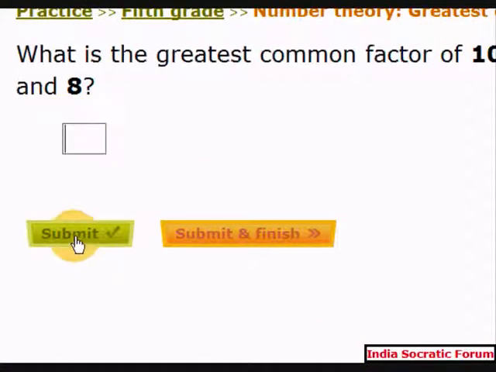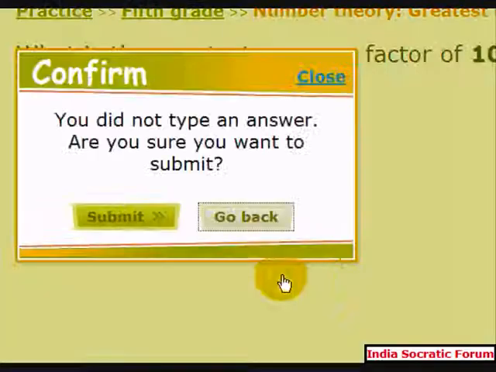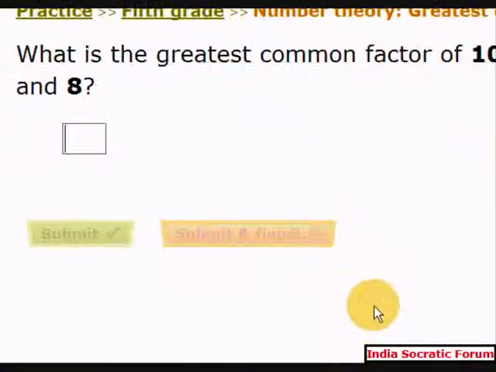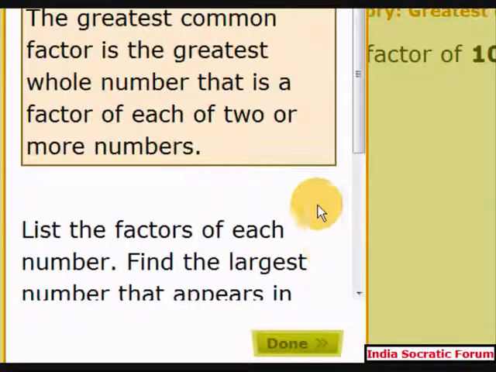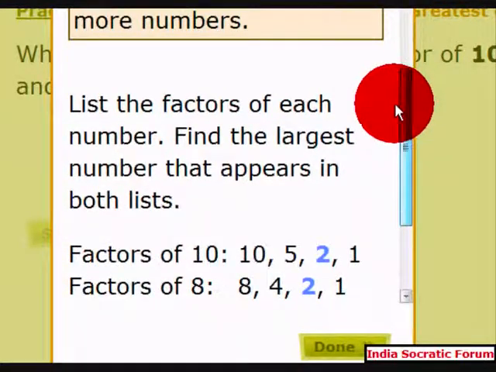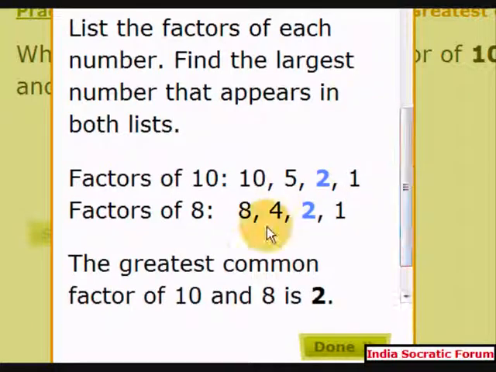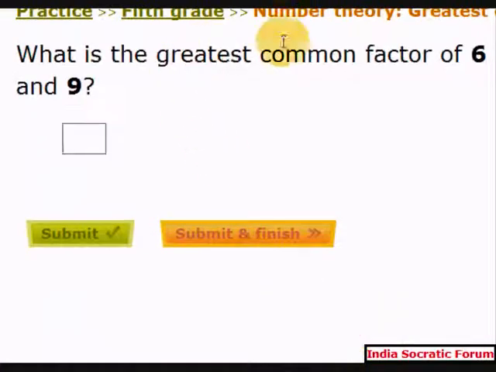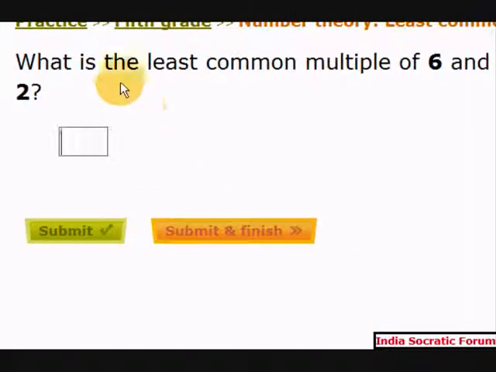10 and 8, what is it? Answer is 2. The reason is, list the factors of each number. Greatest common factor is 2.